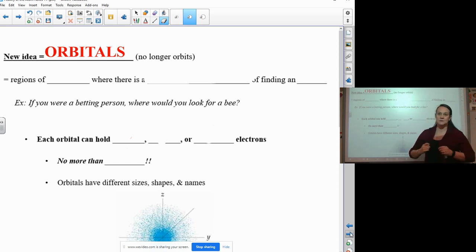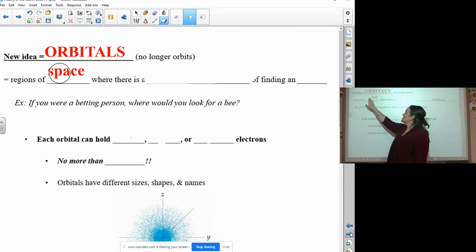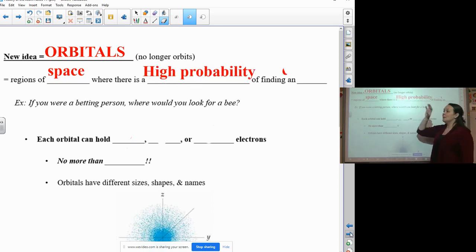I know it's kind of confusing because we have orbits and now we have orbitals. I think they were paying a nod to Bohr to say, hey, you were kind of right, but maybe not all the way right. There are no more predictable paths anymore. That's not how we know how an electron moves around the nucleus. Instead, there are these orbitals, which are regions of space where there is a high probability of finding an electron. You're not guaranteed to find an electron. It's just a high probability.